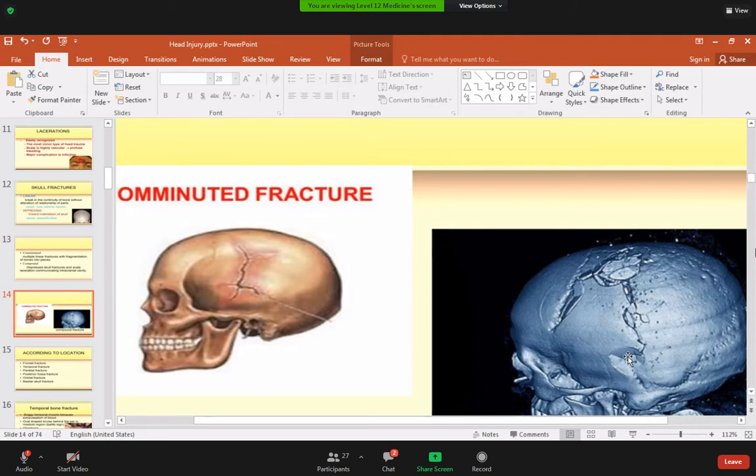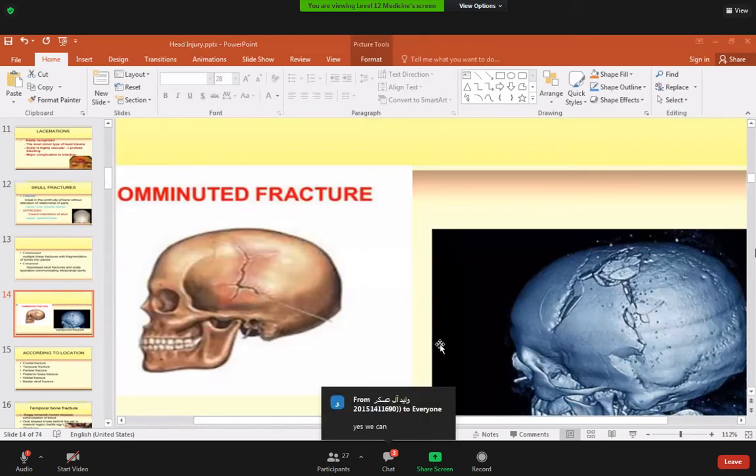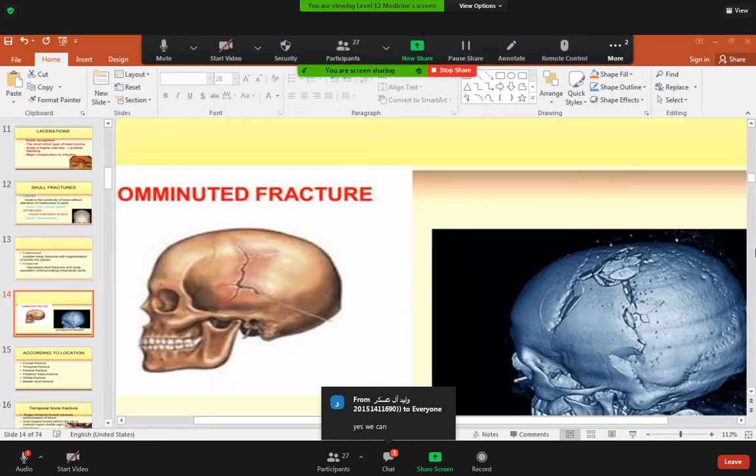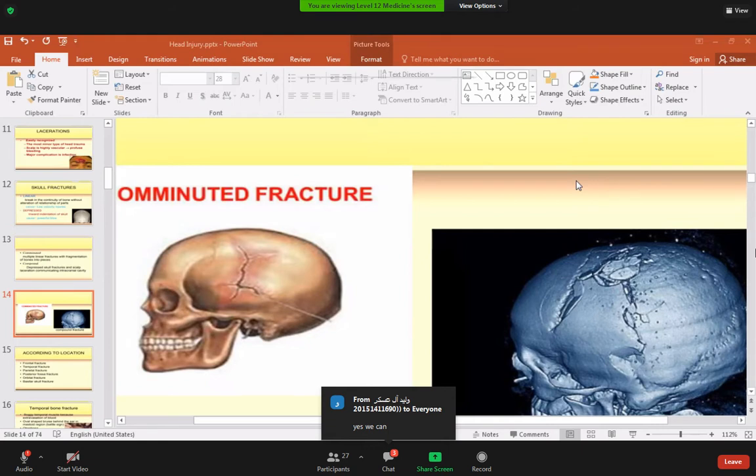Can you see my cursor? Can you see the pointer? Yes, doctor. Yes, we can see it. Okay.